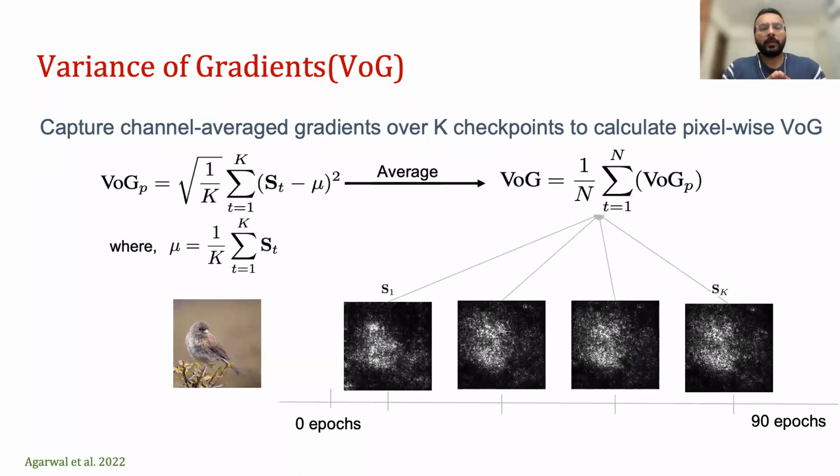We then calculate the variance of gradients using these checkpoints. Let's go through the formulas. Let's say we choose K checkpoints during the training dynamics. This can be as simple as the first 3 epochs of your training, right? What we then do is calculate the gradient for each image for these 3 checkpoints. And then we calculate the mean gradient, denoted by mu.